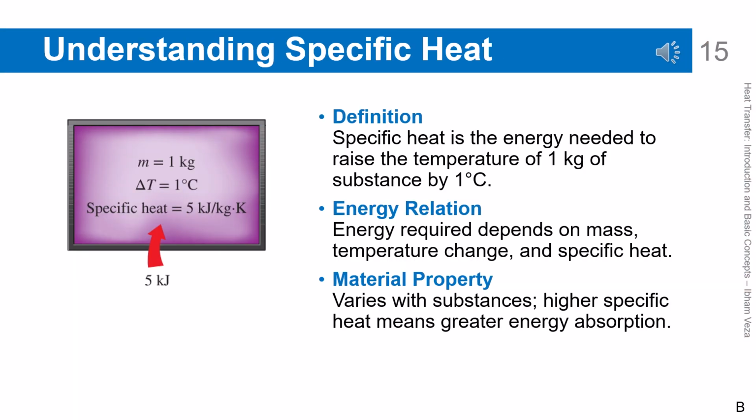Understanding specific heat. Specific heat is defined as the energy required to raise the temperature of a unit mass by 1 degree. The required energy always depends on the mass, the temperature change, and the value of the specific heat. Each material has a different specific heat as a physical property. Materials with high specific heat can absorb more energy for the same temperature rise. This concept is essential in heating and cooling calculations.